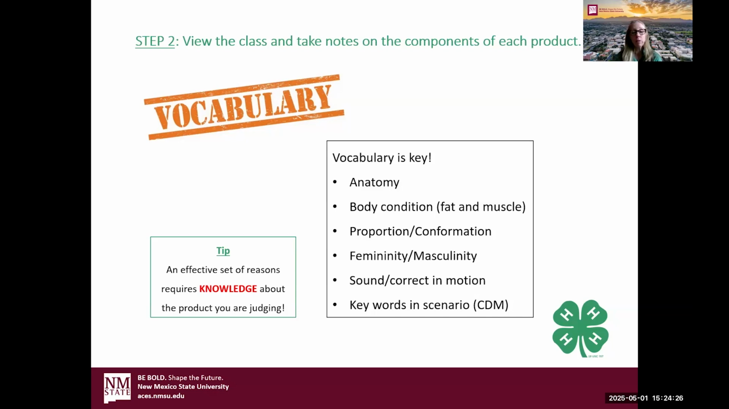In your breeding classes, you want to be able to identify feminine and masculine characteristics. And then finally, in your consumer decision-making contest, you're going to pay particular attention to those keywords in your scenario. And just a tip here for you, an effective set of reasons requires knowledge about the product you are judging.